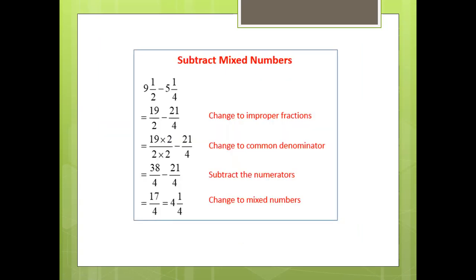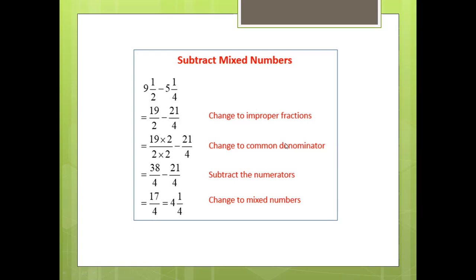So for subtracting mixed numbers, we are just going to, again, change the mixed numbers into improper fractions. By changing mixed numbers into improper fractions, our method is to multiply our denominator to our integer and then add our answer to our numerator. So again, we have 2 multiplied by 9 is 18, and then 18 plus 1 is 19. For this one, we're going to do the same method. 4 multiplied by 5 is 20, and 20 added to the numerator 1. So we got the answer 21. So we have here 19 over 2 and 21 over 4.